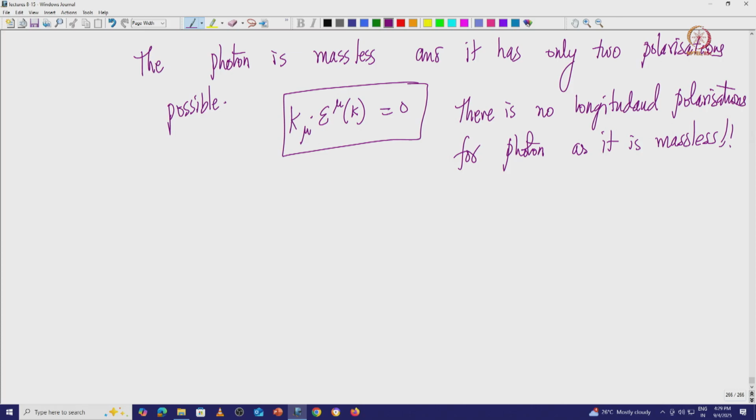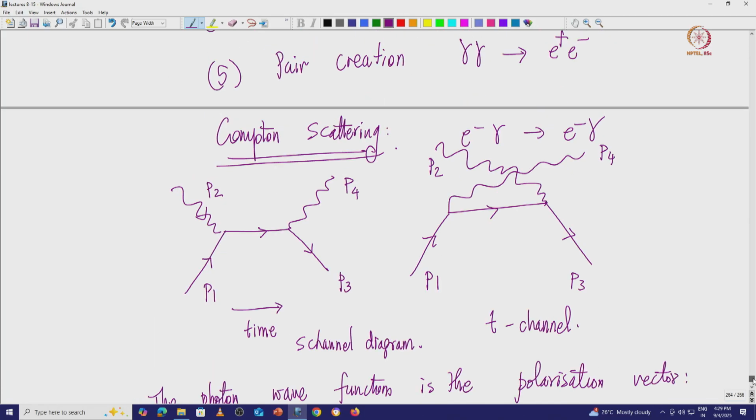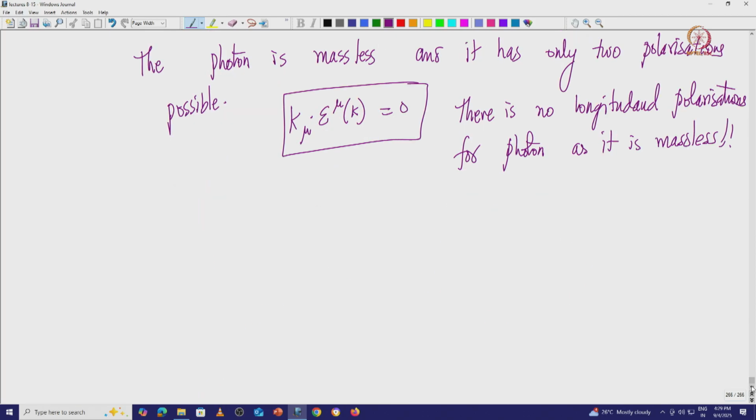Okay. Now, we can calculate the differential cross section for this particular thing. I think we can calculate the differential cross section by using the Feynman rules. So, let us take this diagram, one diagram. I will show you how to calculate for one diagram, and then we can do the same thing for the other diagram, and then you can calculate the final cross section. So, let us start with one diagram.